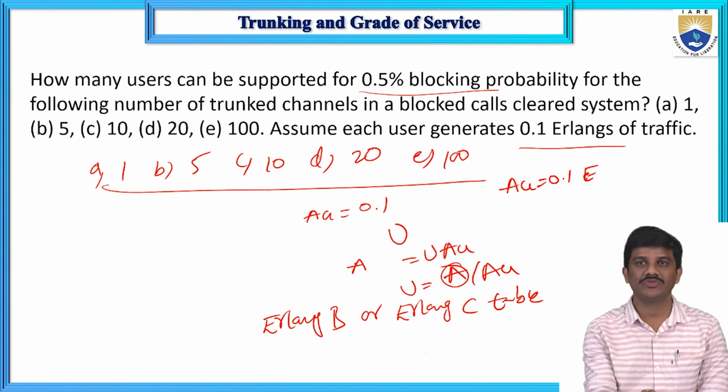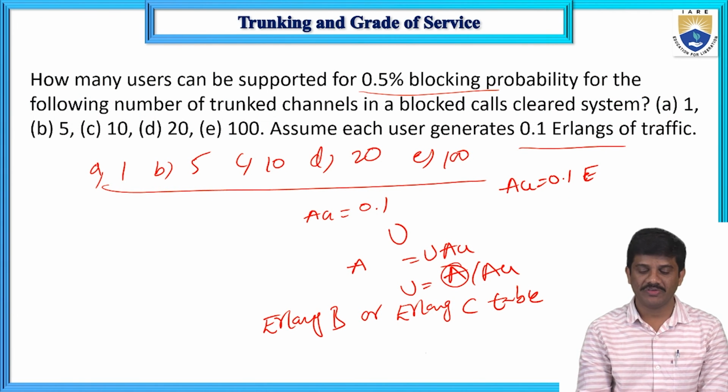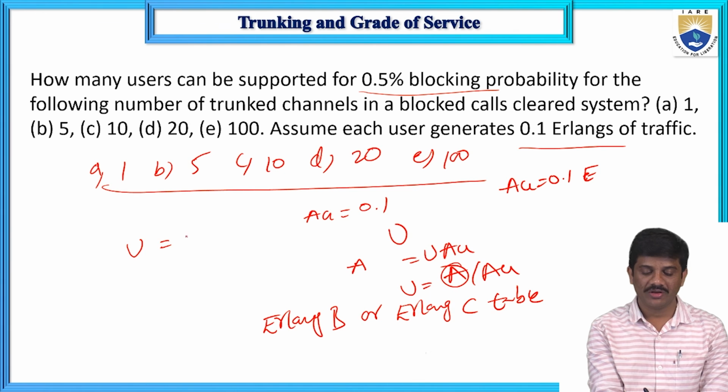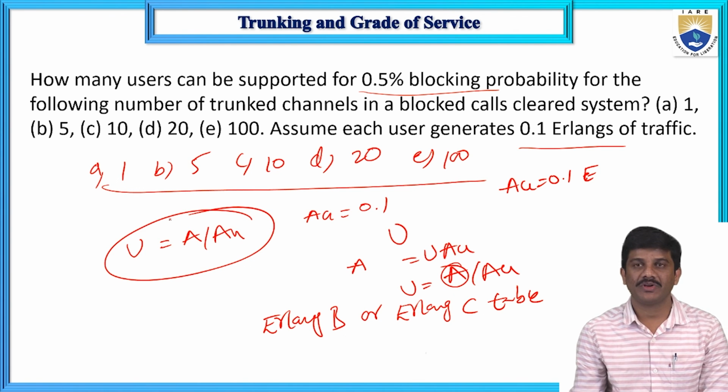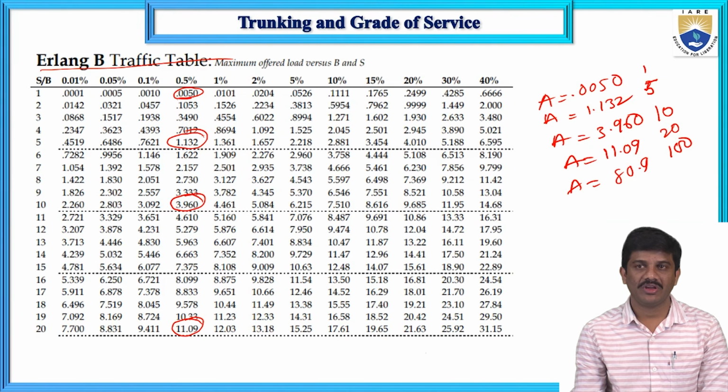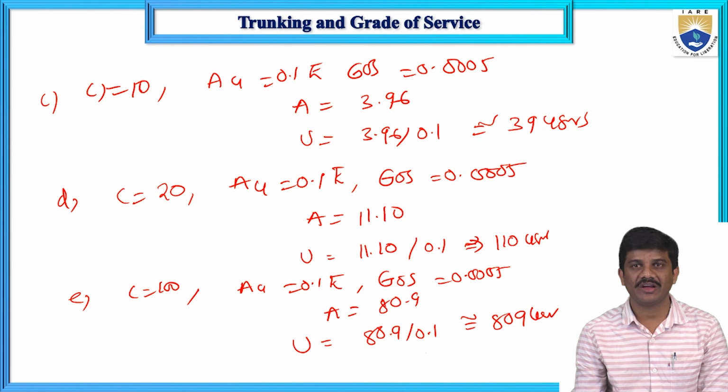Here we find how many users are supported for the 0.5% blocking. That is why we go with U, A by AU, and find it out from the number of channels given in the question. Like this we can find out the trunking and grade of service.